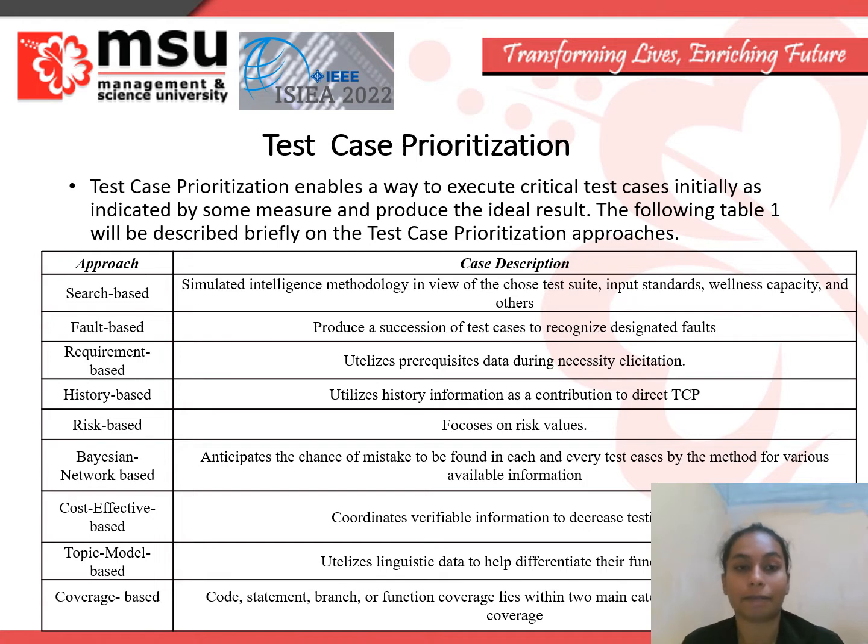As stated previously, these are the test case prioritization approaches, which are stage-based, fault-based, requirement-based, history-based, risk-based, bias and network-based, cost-effective-based, topic model-based, and also coverage-based. Test case prioritization enables a way to execute critical test cases initially according to some measure and produce the ideal result.